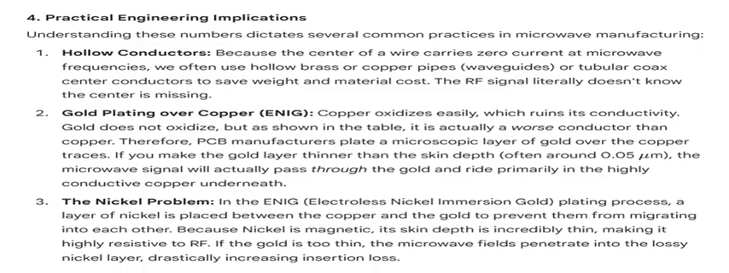3. The nickel problem. In the ENIG, electroless nickel immersion gold plating process, a layer of nickel is placed between the copper and the gold to prevent them from migrating into each other. Because nickel is magnetic, its skin depth is incredibly thin, making it highly resistant to RF. If the gold is too thin, the microwave fields penetrate into the lossy nickel layer, drastically increasing insertion loss.